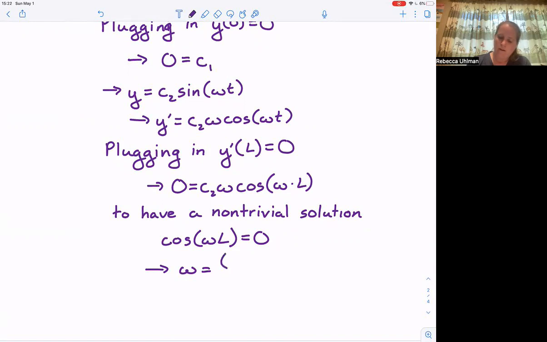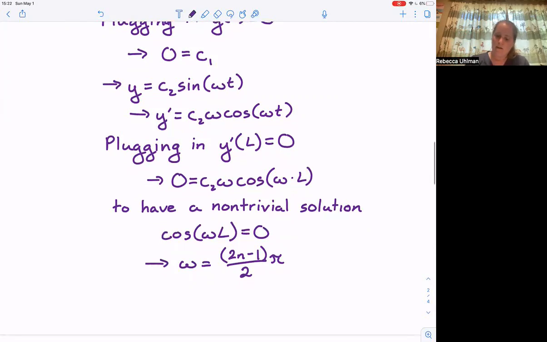So we have 2k minus 1 over 2, or 2n minus 1 over 2 times pi. Again, the even multiples will land us on the integers, right? And so we need to do odd multiples over 2 and then multiply by pi. Here, n is a positive integer.